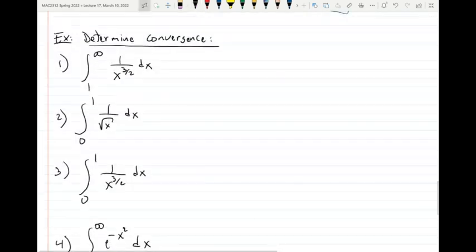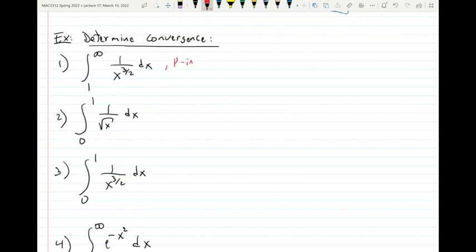Okay, so let's see, how do we do something like this? Again, there is no need to compute anything. You just have to look at it and decide. First of all, you need to be able to recognize, for number 1, that that's a p integral. What do we mean by p integral? It has the form 1 over x to some number. So what's p here in this case? 3/2. So we recognize that this is a p integral. What's the type? P integral type 1 with p equals 3/2.